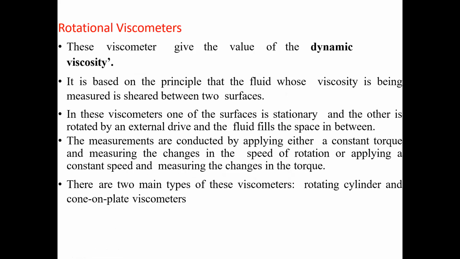Then another one is the rotational viscometer. This gives the value of the dynamic viscosity. It is all based on the principle that the fluid whose viscosity is being measured is sheared between two surfaces. In these viscometers, one of the surfaces is stationary and the other is rotated by an external drive, and the fluid fills the space in between. There are two main types of these viscometers: rotating cylinder and cone-and-plate viscometers.